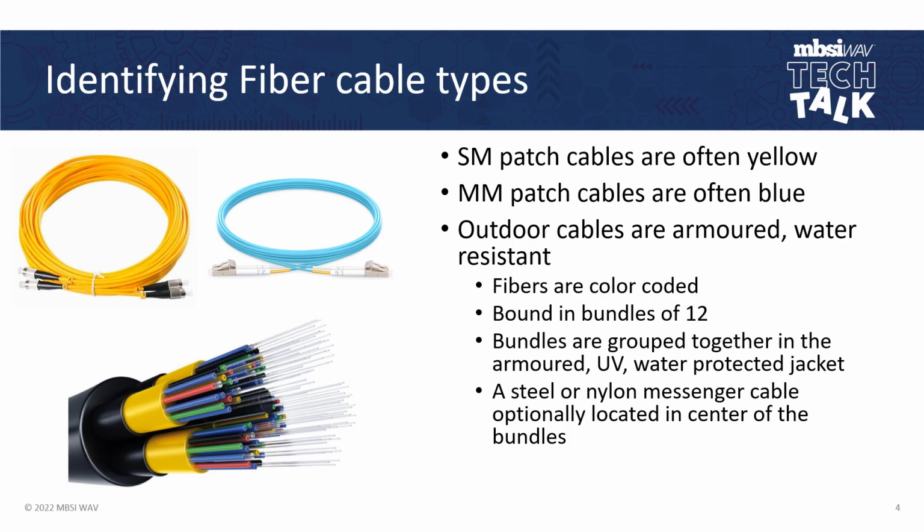Fibers are color coded. Outdoor cables are bound in bundles of 12 fibers each. The bundles are grouped together in the armored, ultraviolet protected, water protected jacket, and oftentimes a steel or a nylon messenger cable is located in the center of the bundle for strength. And again, a lot of effort is taken with fiber optics in order to guarantee the robustness of the cable.